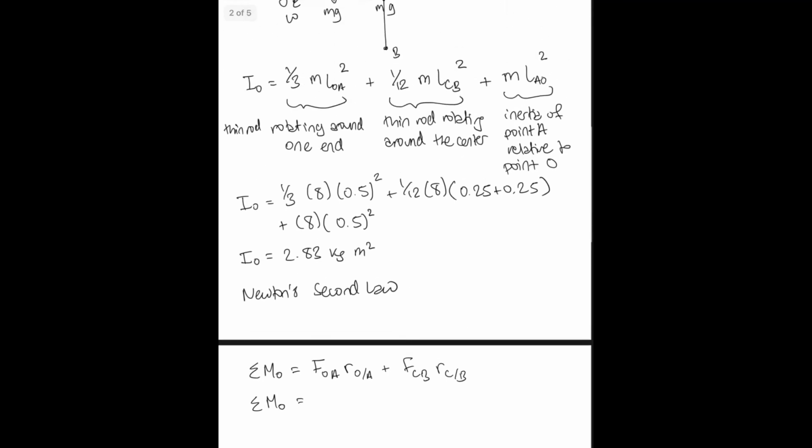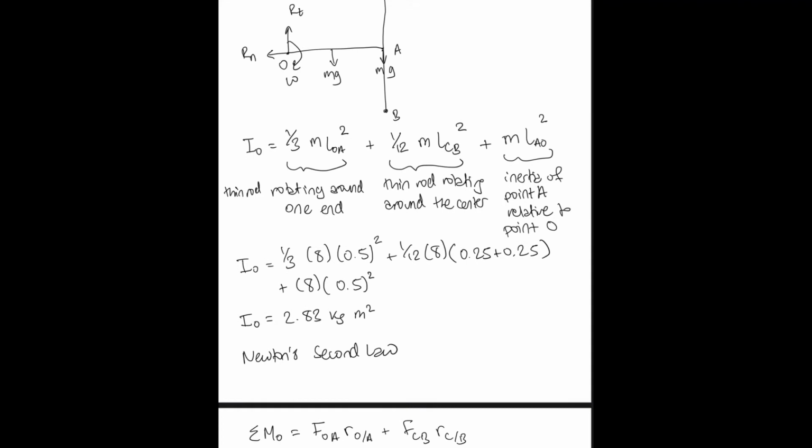Now, Newton's second law, we know that the sum of moments around O is going to be equal to the force at OA multiplied by the distance from O to A, or from A to O, plus force at CB multiplied by the distance from B to C. So we're just gonna do our sum of moments around O over here.